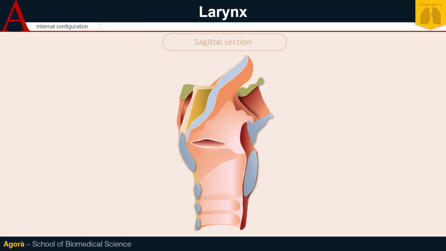Anatomy, respiratory system. This is a general description of the internal cavity of the larynx. As we can observe, the root of the tongue is at the top, followed by the hyoid bone, the thyroid cartilage, and the cricoid cartilage. This helps us understand the structural organization of the laryngeal cavity.